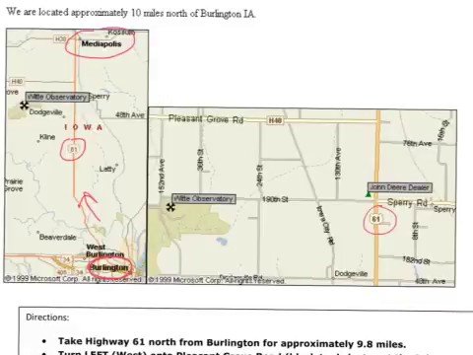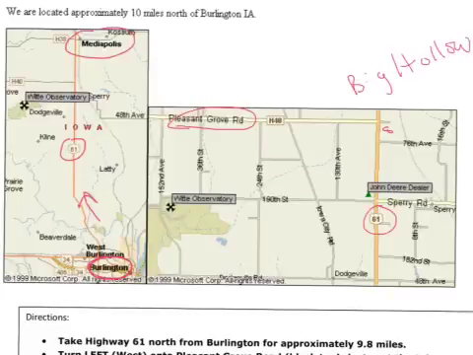Just take Highway 61, look for Pleasant Grove Road, and actually there's a sign right here that says Big Hollow Recreation Area. And so you turn on Pleasant Grove Road, and then here on 152nd Avenue you take, I guess it would be, a left. So you take 2 lefts, right? I hope that helps.